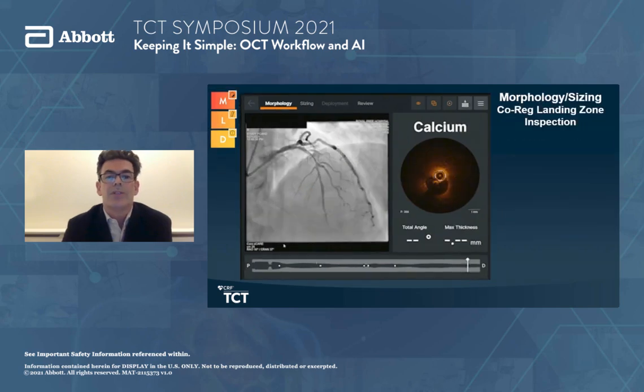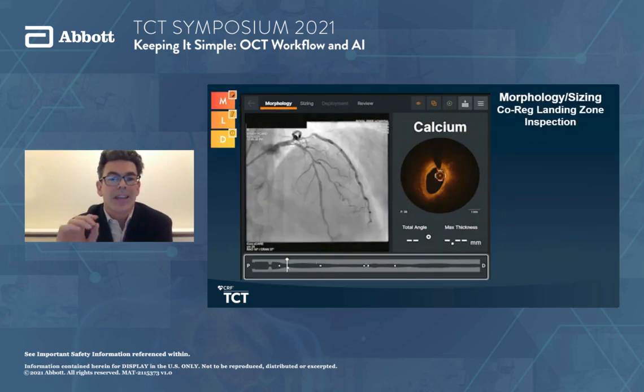So what am I going to do next? Well, I'm going to carry on with my morphology, a slightly more detailed look at morphology.